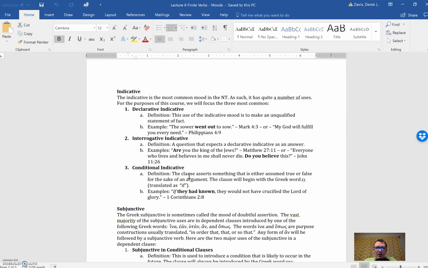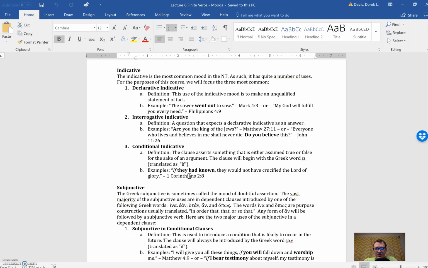And then the final, the conditional indicative. This is used to set up a conditional clause, which we usually in English call an if-then clause. If this is the case, then this would be the case as well. Or if this is the case, this wouldn't be the case at all. So the indicative mood is usually used to begin that statement. If such and such is true. In other words, if this statement of fact is in fact true, then what follows is also true.